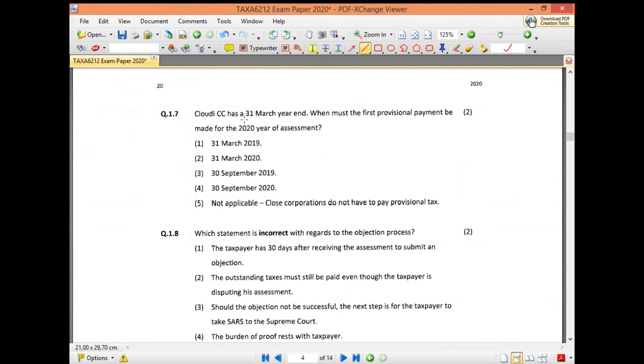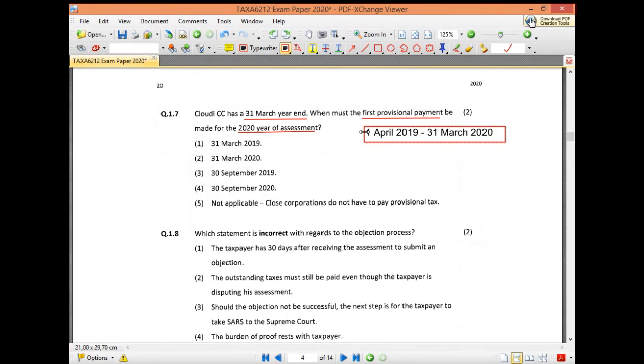Now, as soon as they give you a year end, you need to know that there's a reason why they give it to you. When must the first provisional payment be made for the 2020 year of assessment? Okay, so when they say 2020 year of assessment, that means our year end ends 31st of March 2020. That's what it means. Okay, now a year is 12 months, so our year would have started 1 April 2019. Okay, so the month after March, but for the previous year.